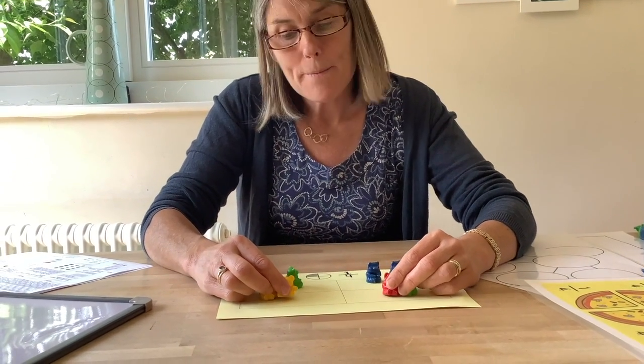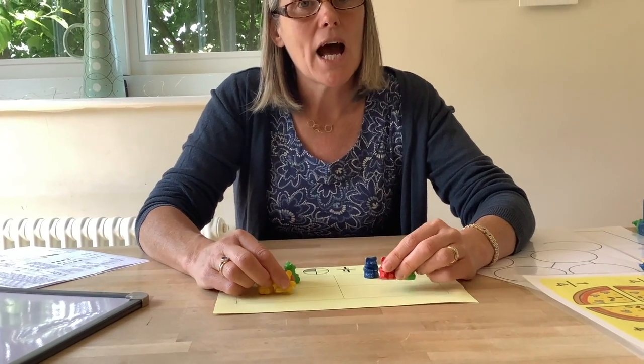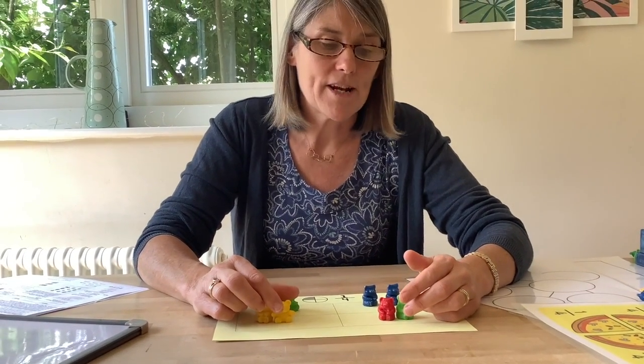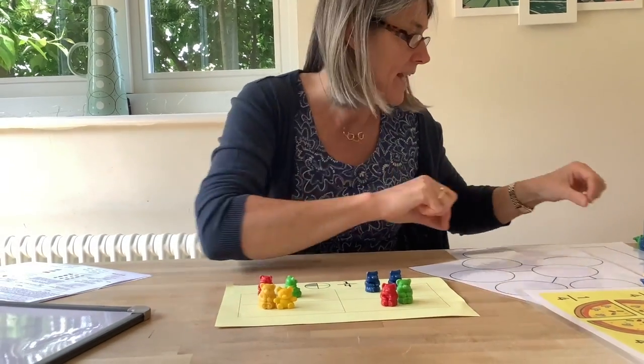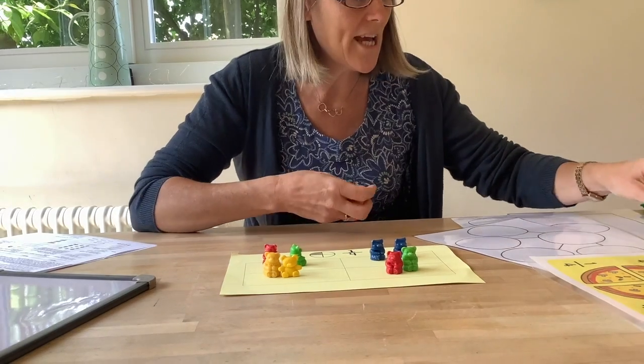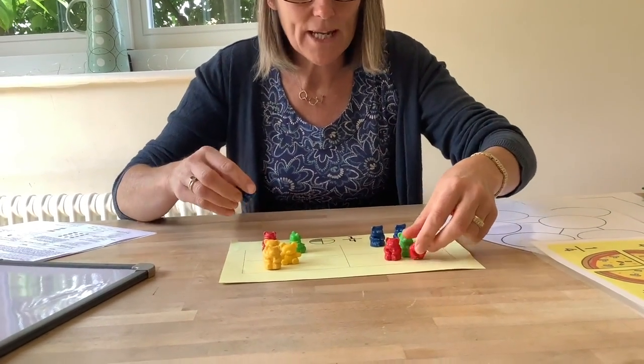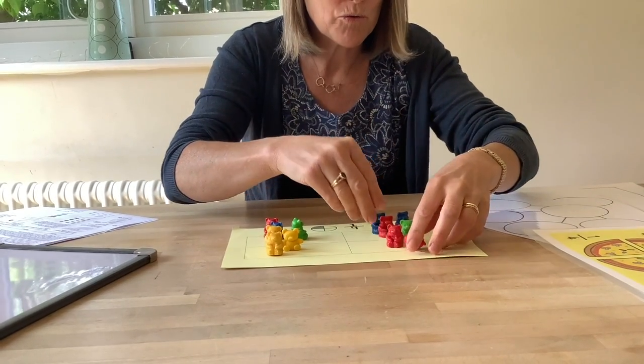Okay, so I would like you to try that with the number 12. Press pause and we'll do it together when you're ready. So hopefully you have got your 12 and you have shared them out equally into each of the quarters.